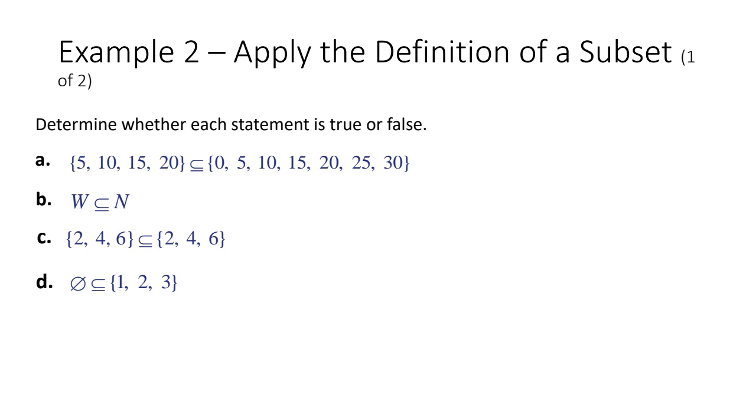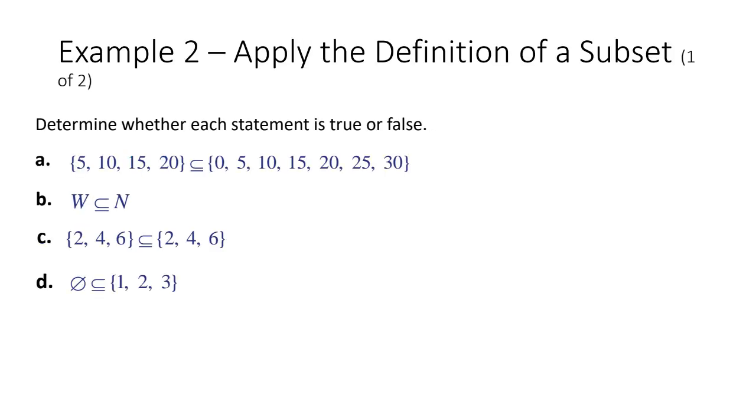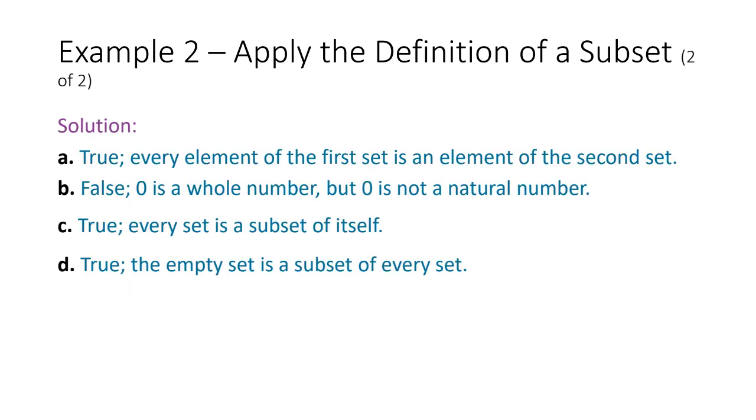And last, the empty set is a subset of 1, 2, 3. So when we look at this statement, we usually say that it is false because we're expecting to see something inside of the set 1, 2, 3. But remember that this is one of those properties that we said was always true. So if we go back, this is one of the main things, that the empty set is a subset of any set. It doesn't matter what the set is. And so letter D is true because that's one of the properties of the empty set. So this was the answer: true, false, true, true.